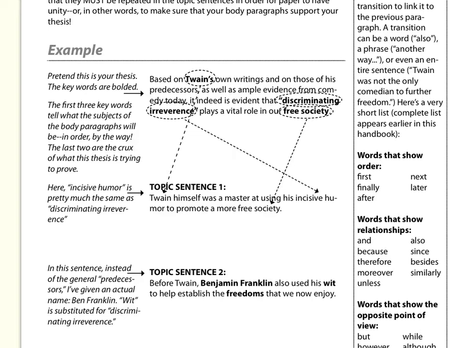So here's the thesis. And just pretend this is a thesis. Notice that the keywords are circled here. So the thesis is, based on Twain's own writings and on those of his predecessors, as well as ample evidence from comedy today, it is indeed evident that discriminating irreverence plays a vital role in our free society. So you might not know what discriminating irreverence means, but basically it means selective irreverence.